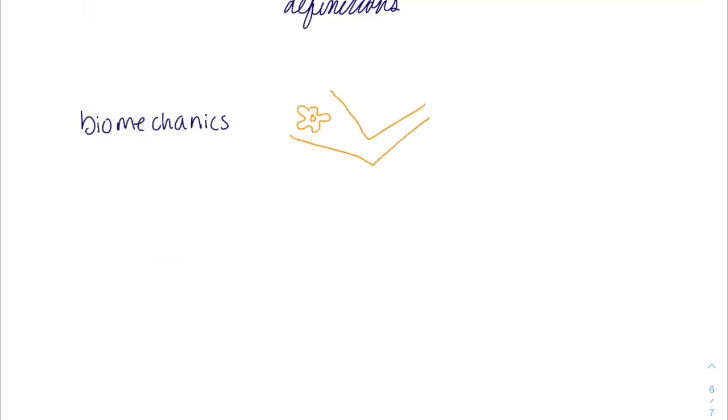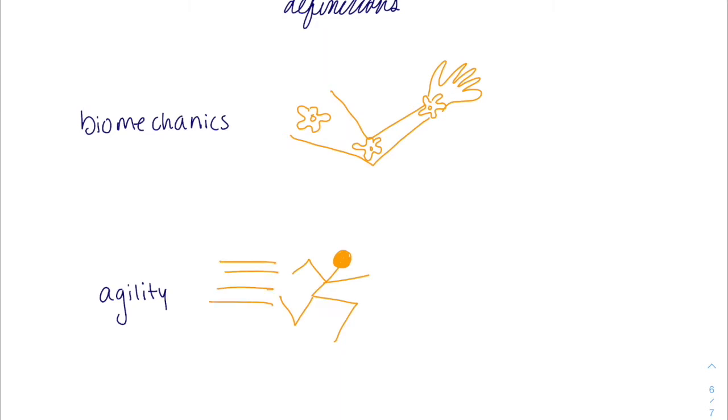Biomechanics is the study of mechanical aspects of the human body. It helps us to examine how different body parts and compositions move. For example, agility, as seen here, is the ability to move swiftly and easily, like a cheetah which can navigate its movements with control.